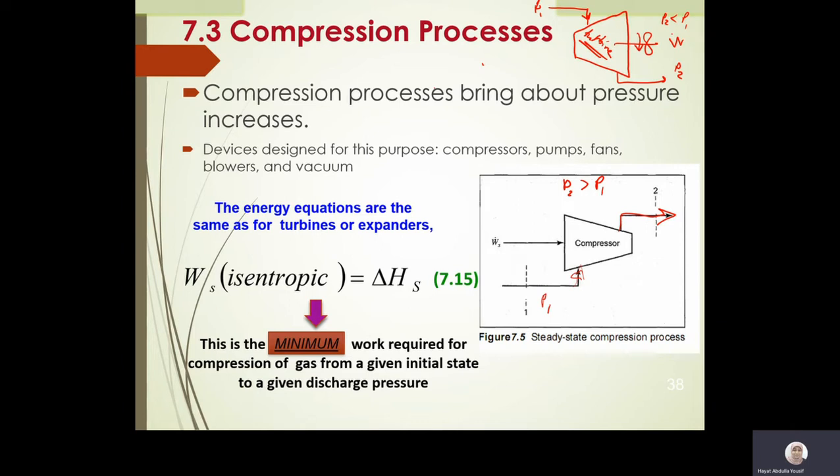The compressor is a work-consuming device, so here I have the work that gets into the system. The idea here is just the sign, which is why we put W in rather than W out. You can see what's happening. So that's basically how it is.